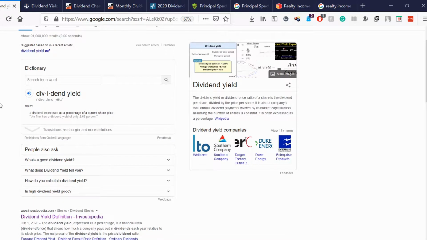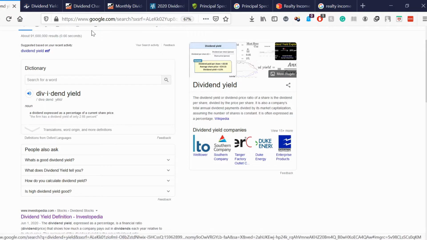A dividend expressed as a percentage of current share price. That doesn't really help us. The dividend yield or dividend price ratio of a share is the dividend per share divided by the price per share. It's also a company's total annual dividend payment divided by its market capitalization. Assuming the number of shares is constant, it is often expressed as a percentage. So that sounds kind of technical.